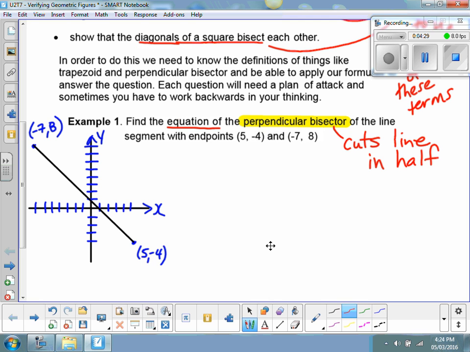I don't think there's any danger of me teaching English. I think they'll probably keep me in math. But when you bisect something, you cut it in half.